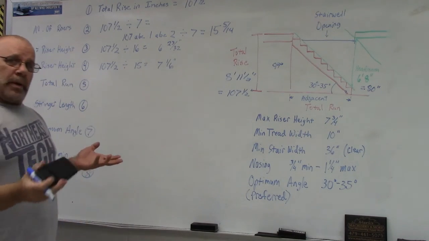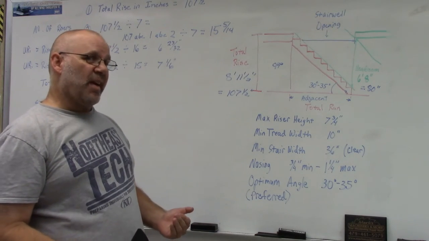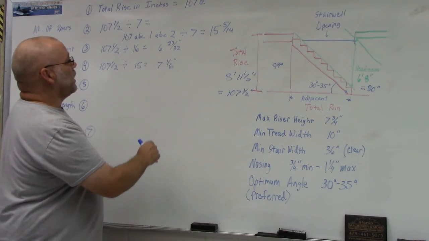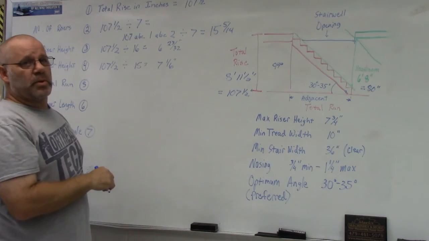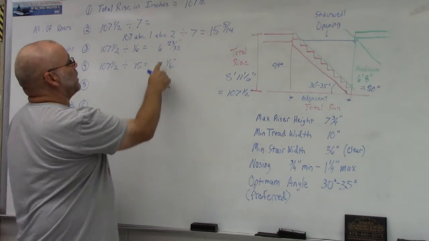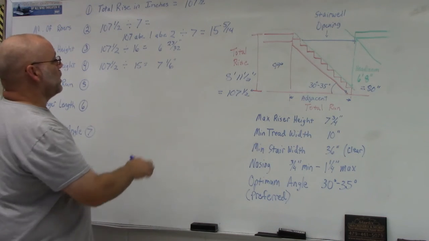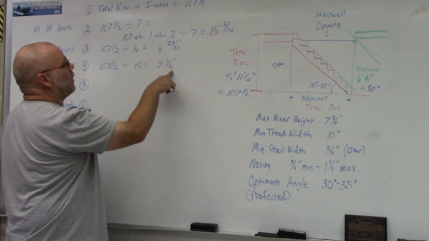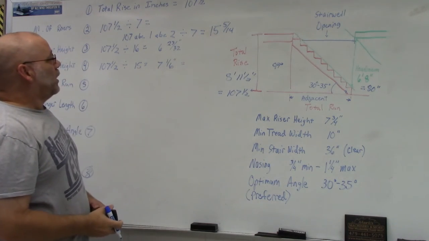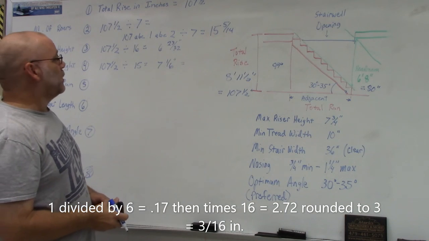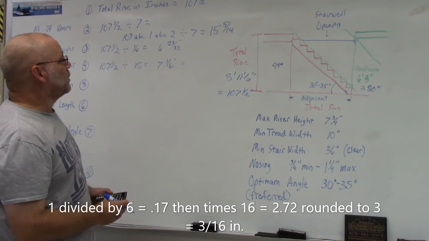Now, which one am I going to use? I want to use the one that is closest to 7. If we look at these, we can tell that 7 and 1/6 is closer to 7 than 6 and 23/32. So we're going to use 7 and 1/6 inches. Now we have to convert that into a fraction that you can use on your tape measure.